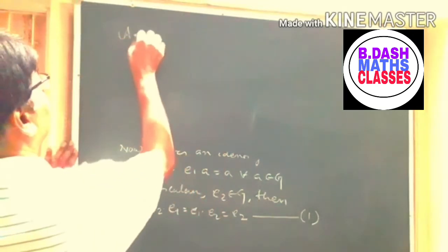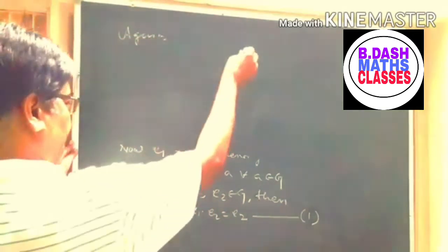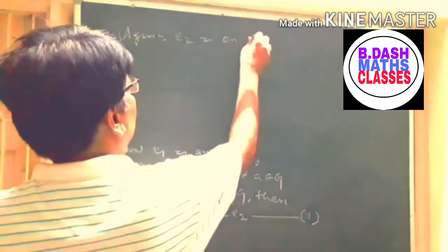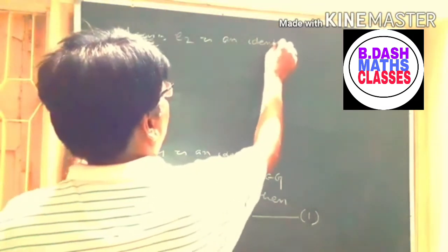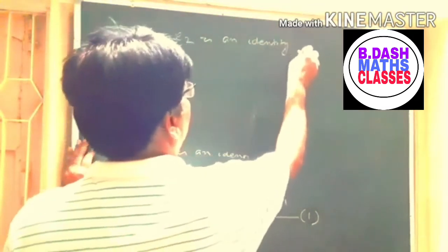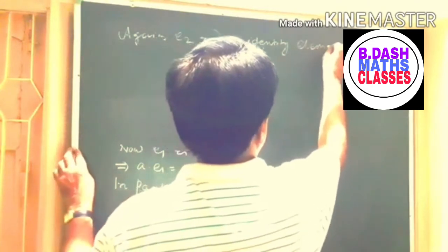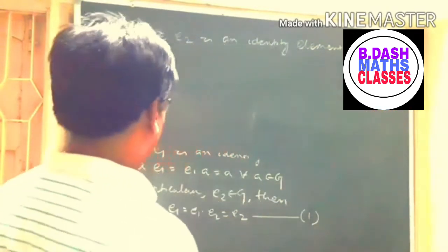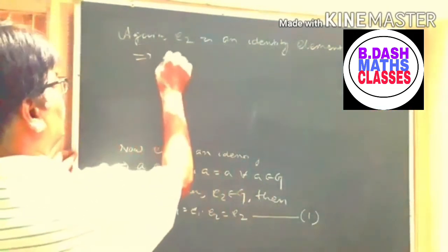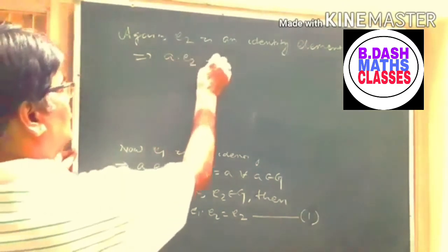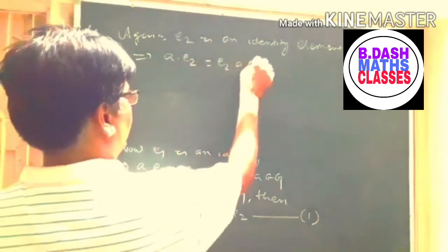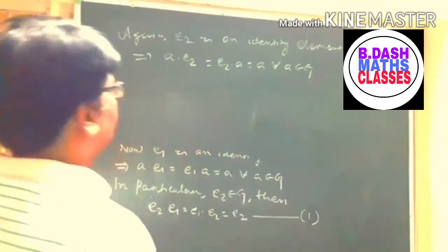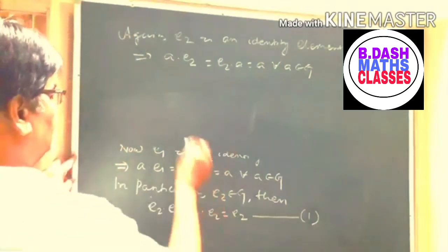Again, E2 is an identity element of G. This implies A into E2 is equal to E2 into A is equal to A for all A belongs to G. This is the property of identity element.